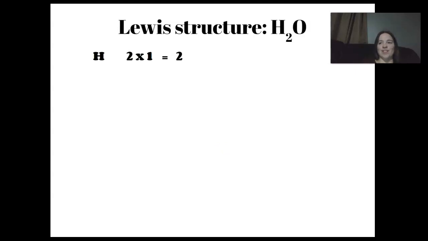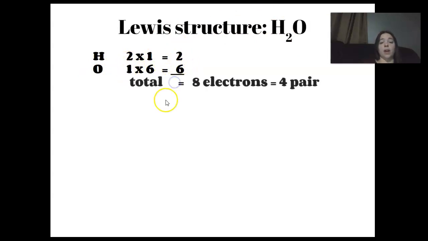All right, let's look at some water, dihydrogen oxide. There you go. So hydrogen, there's only one electron in the valence shell, and there's 2 of them. So 1 times 2 is 2. Oxygen is going to have 6. So there's 1 of those times 6. Altogether, you're going to have 8 electrons, or 4 pairs.